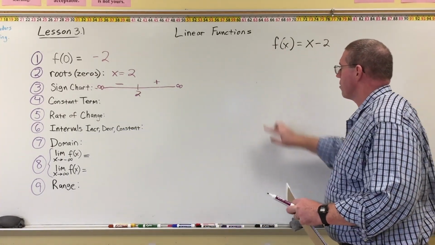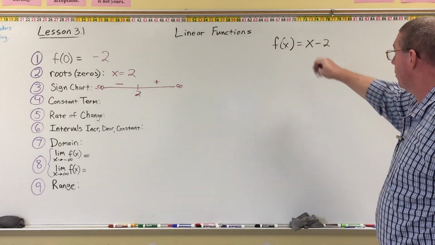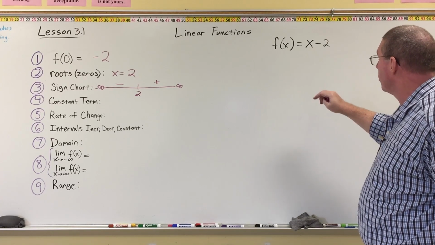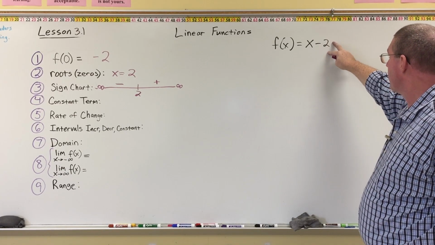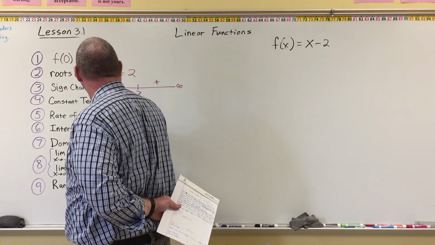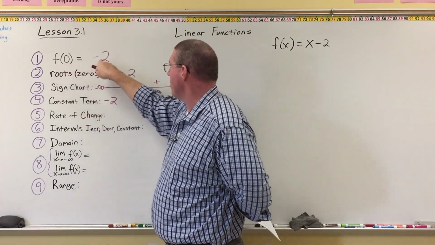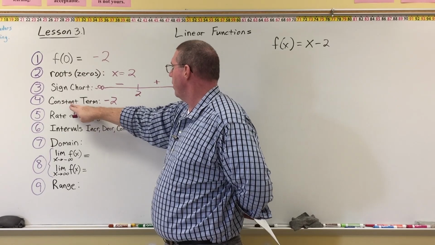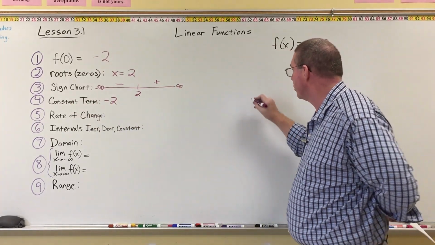Now we're going to move on to the constant term. Okay. Well, we said that for the constant term, all we do is we just look at the function itself and look at the term that doesn't have an x with it. Well, this -2, that doesn't have an x with it, therefore the constant term is -2. Now, I do want to point something out here. Do you notice that the constant term is the same as f of 0? F of 0 is -2, and the constant term is -2. That will always be the case with linear functions.